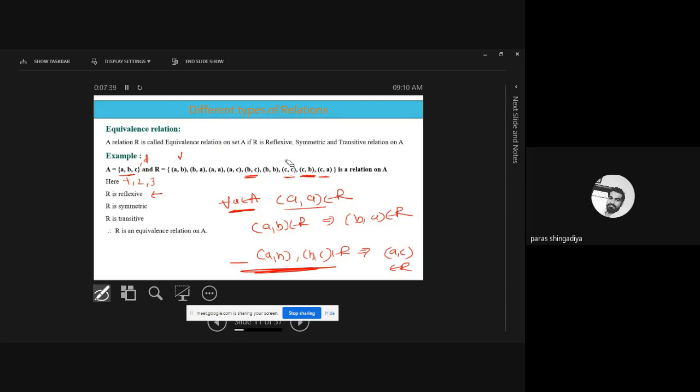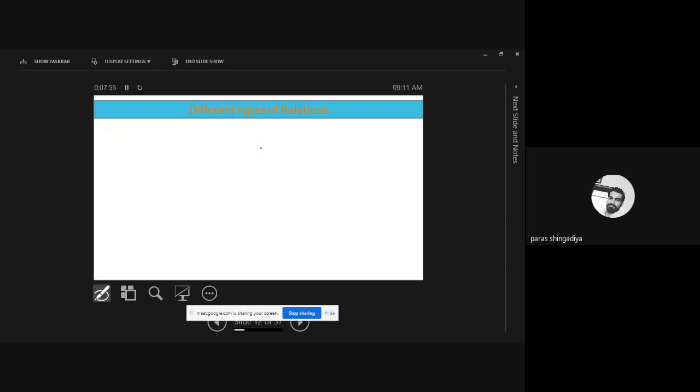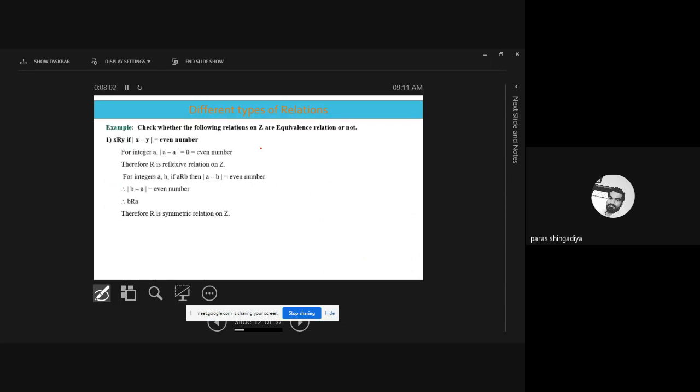Clear? So for all such cases, it satisfies the transitive relation. Okay. Means for AB and BC, this type of case, AC always exists. Clear? So this satisfies all these three relations. So this relation is called an equivalence relation. Okay. And this example is given for one of the subsets. We consider one of the subsets and then check whether it is satisfied or not.